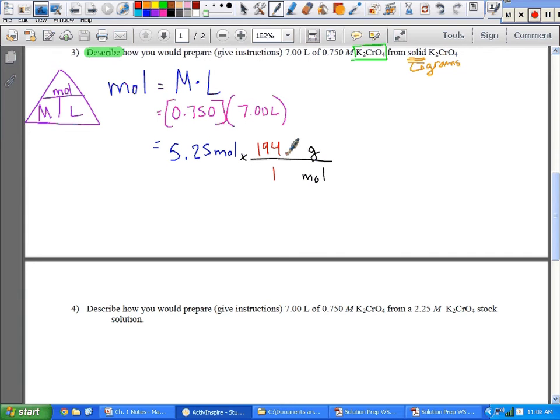194.2. Anybody dispute that? Anybody agree with that? The molar mass is 194.2. Okay, so it's what it should be. Now, how many grams would this then give us? Okay, there's two ways you can answer this. What did you say, 1 point or 1 comma?